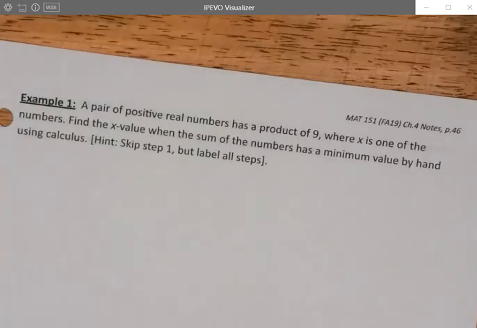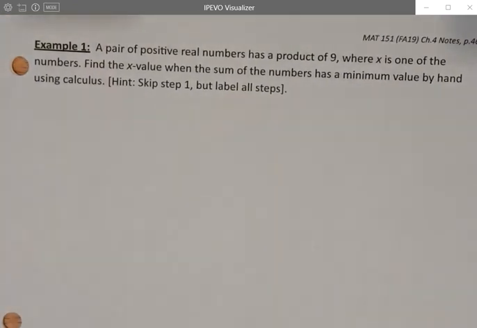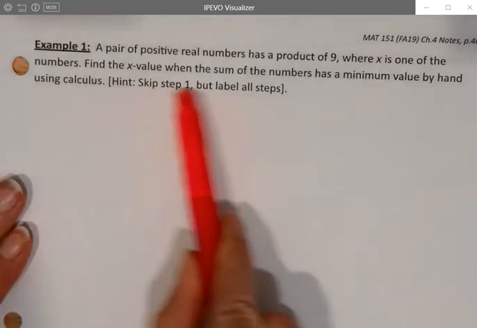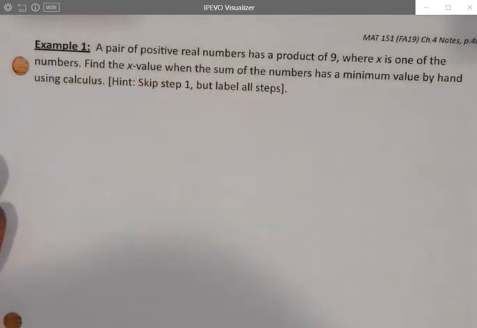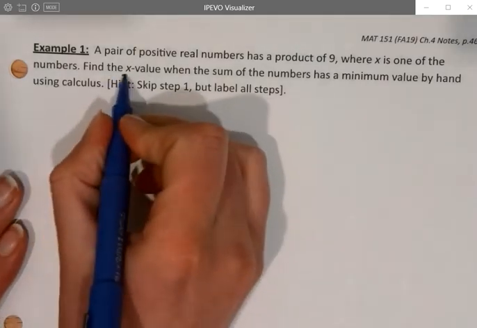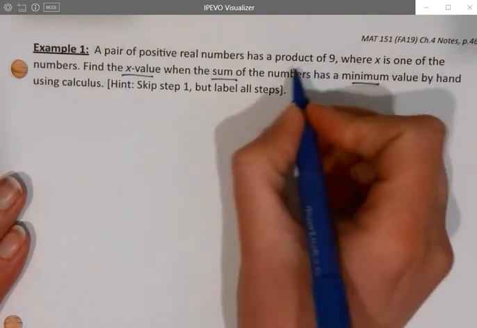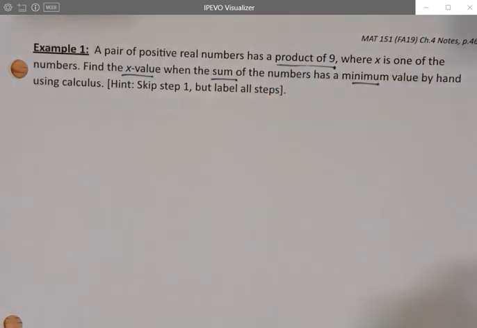So let's take a look at the first example. We're going to label our steps here to make sure we get all of them. This one does say we can skip step 1, but we're going to label all the remaining steps. So this one begins with a pair of positive real numbers with a product of 9, where x is one of the numbers. I want to find the x value where the sum of the numbers is a minimum, and I already know the product is going to be 9.